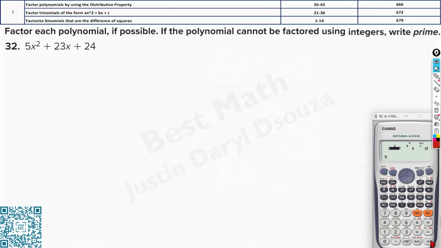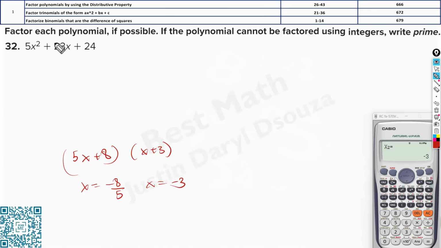Let's try this one. It's 5, 23, 24. Okay, here we are getting the answer. It'll be x is equal to negative 8 by 5, and x is equal to minus 3. Now here it'll be 5x plus 8 because this goes inside. That's one factor, and you have x plus 3. That's another factor. Now here we can't take anything common outside because 5 is a prime number. There's no way you can remove it as common over the even and odd numbers.